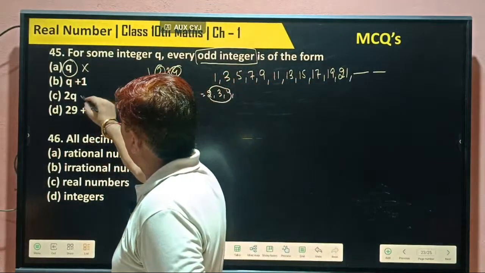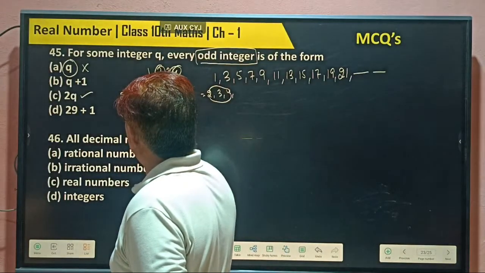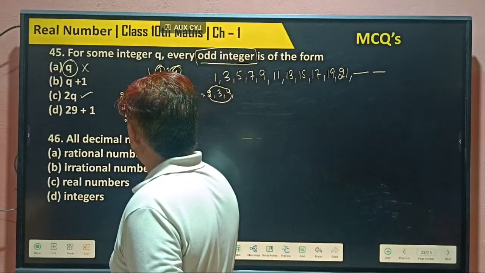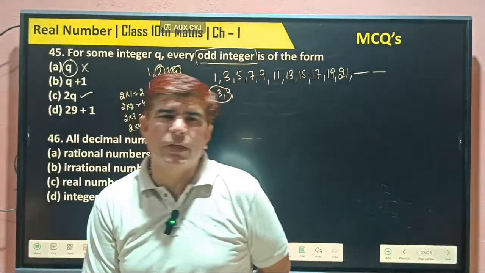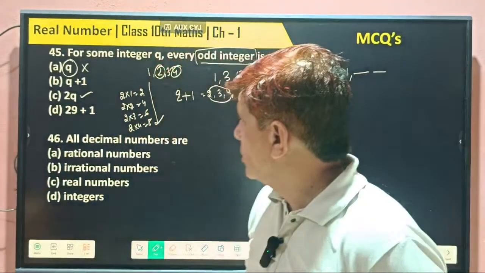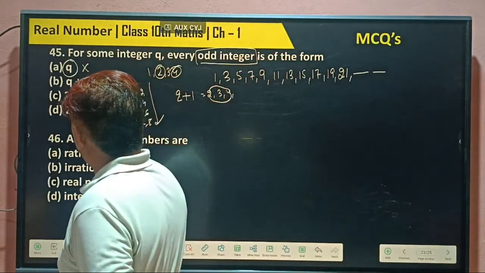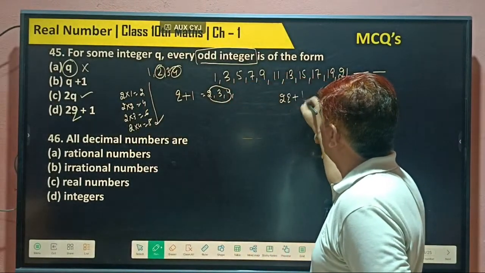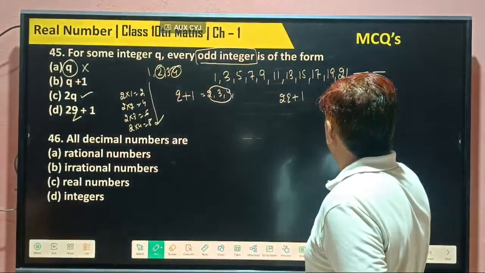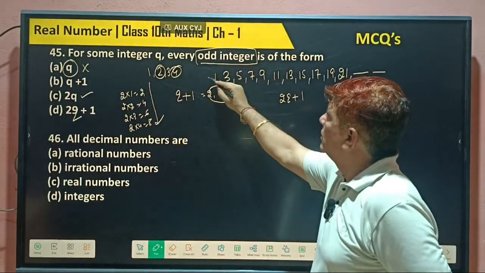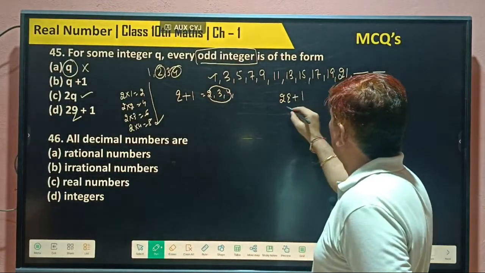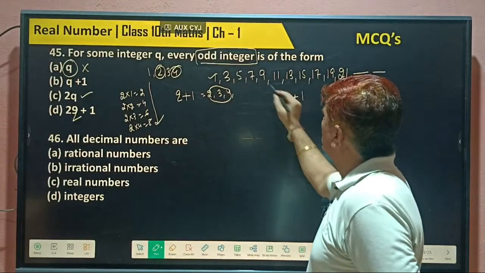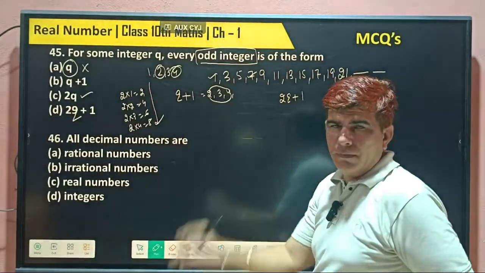Taking 2q: q equal to 1 gives 2, q equal to 2 gives 4, q equal to 3 gives 6, q equal to 4 gives 8. All are even integers, but we need odd integers. So check once, we take 2q plus 1. With q equal to 0 we get 1, then 1 gives 3, 2 gives 5, 3 gives 7, 4 gives 9.